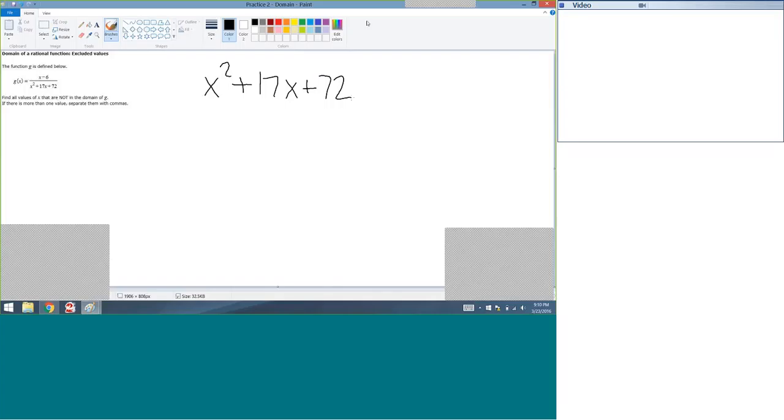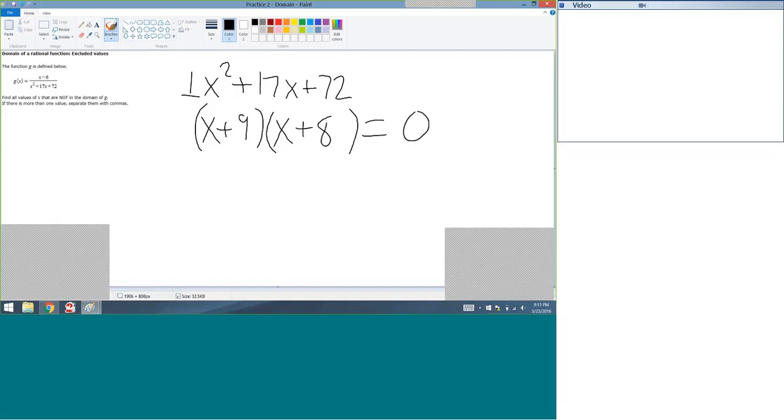Now, if we have a trinomial, then we should be able to use the C method, I guess they call it. When you have that coefficient of 1, you don't really have to go through the whole AC method. So we're able to do our C method, and we're just looking for factors of 72 that would end up adding to give you 17. So that's going to end up being positive 9, positive 8.